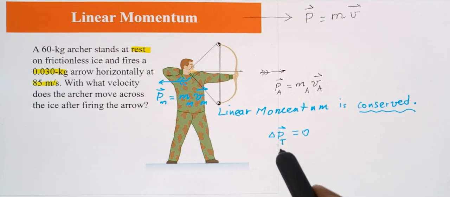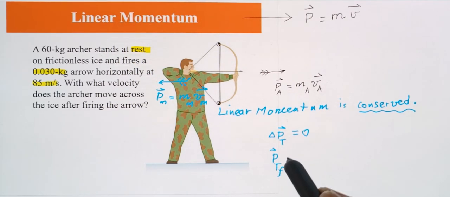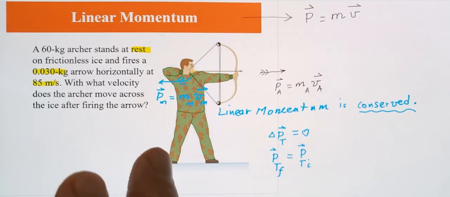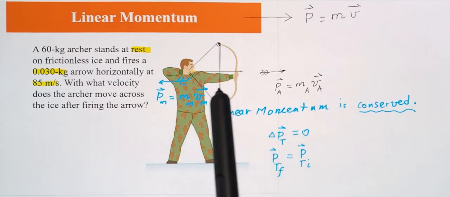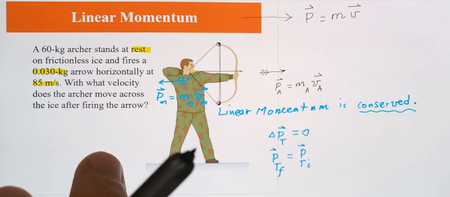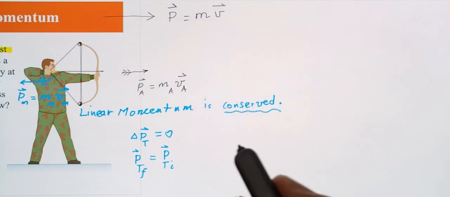طيب, how can we write it also? Well, we can write it that momentum total final must be equal to momentum total initial. This is another way to write that momentum is conserved. طيب, let's solve our problem here. He shot the arrow to the right. What will be his velocity? So let's just apply it.